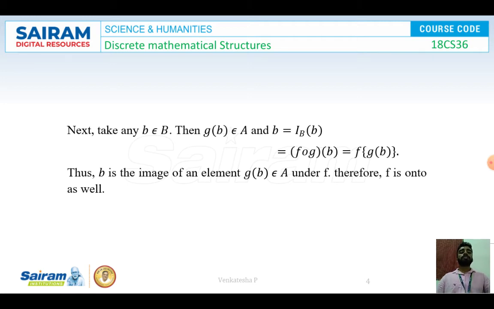And since f is an invertible function, I can replace IB with f o g of b, right? So it will be equal to f o g of b, and again by using the definition of composite function, I can expand this f o g of b as f of g of b. So now I can conclude that this b is the image of the element g of b, which belongs to A, under f. Therefore f is an onto function as well, right?